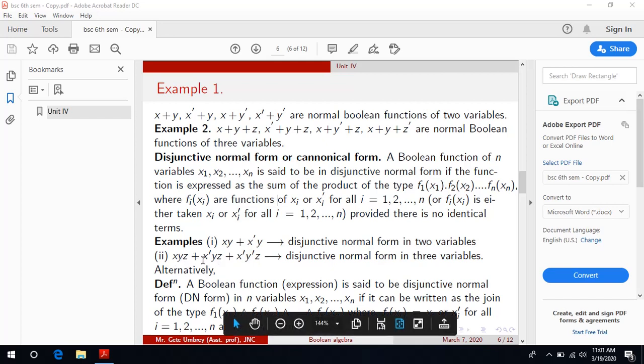Another example: this is a Boolean function, disjunctive normal form or canonical form, in three variables x, y, and z. It is in disjunctive normal form because each term is again a product term: x dot y dot z, x prime y z, x prime y prime z. These are product terms, and each product term is connected by a disjunction operation or plus operation.